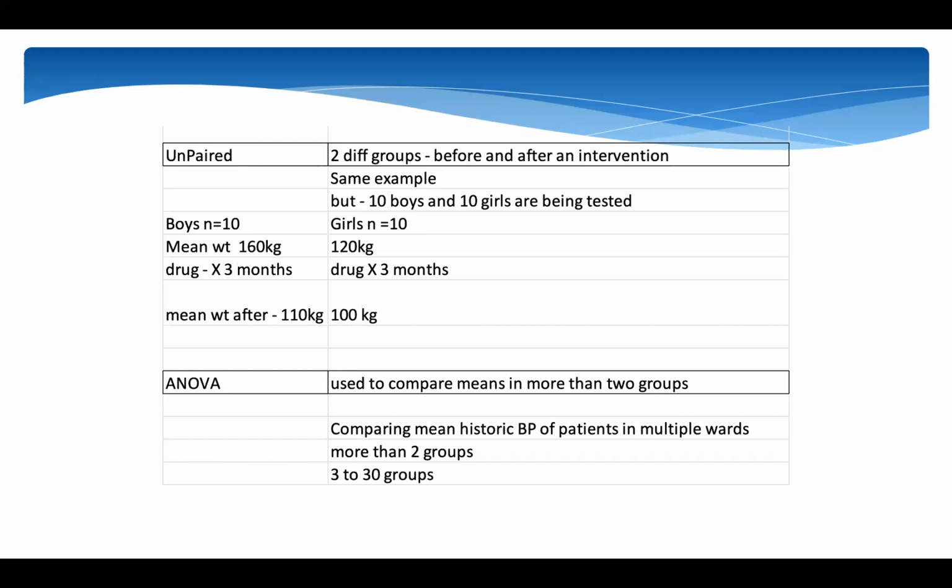Then Anova is used to compare means in more than 2 groups. So 3 to 30 groups, you can utilize Anova. 3 or 30 doesn't matter, you can use Anova. For example, comparing mean systolic BP of patients in multiple wards. There are multiple different wards in the hospital, and they're taking the BP of all the patients in different wards and comparing it. That means we have multiple sets of data, so we use Anova, which is for more than 2. Okay, so that is about this.